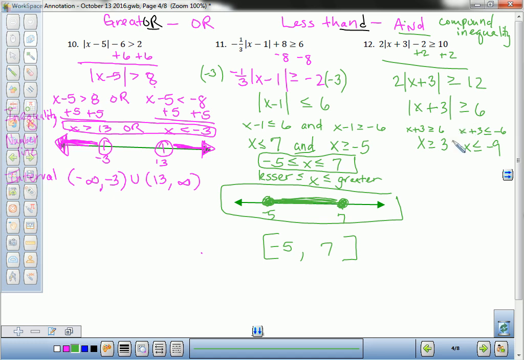Or. It's an or. All right. So or goes apart. Or cannot be written as a compound. So this is an or. So I'm done. That is my answer as an inequality. Now let's do the number line.